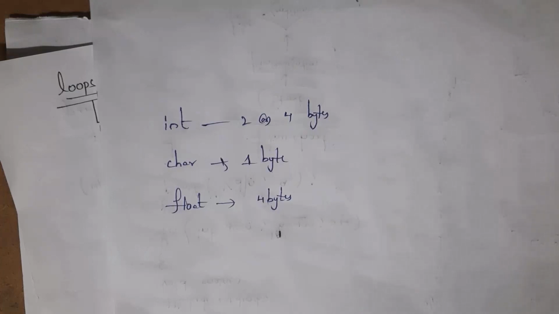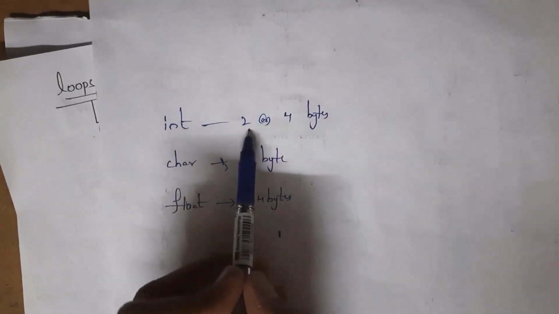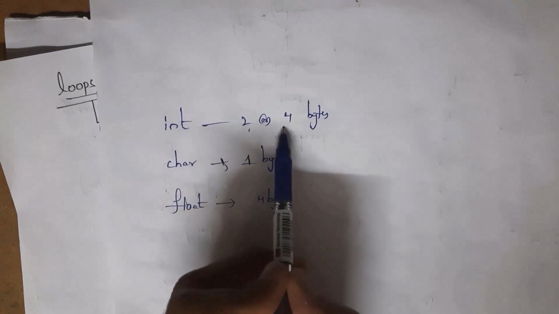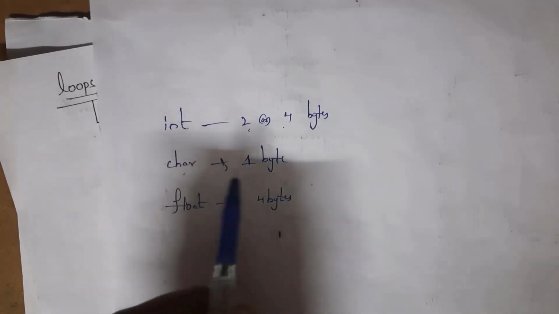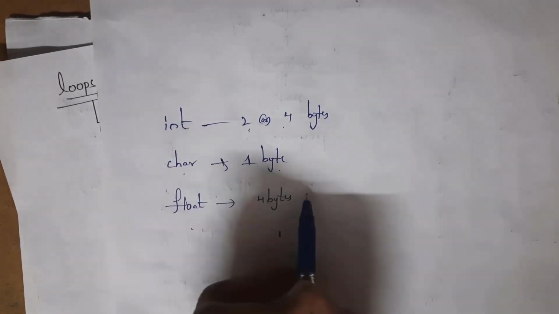Guys, just remember these basics. int will occupy 2 bytes of memory, and for some systems it will occupy 4 bytes of memory, whereas char will occupy 1 byte of memory and float will occupy 4 bytes of memory.